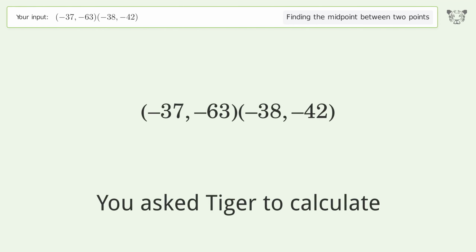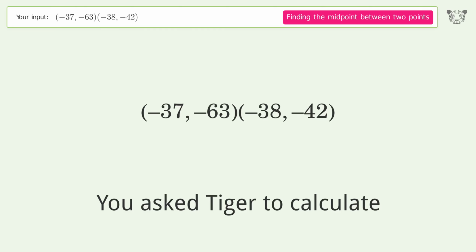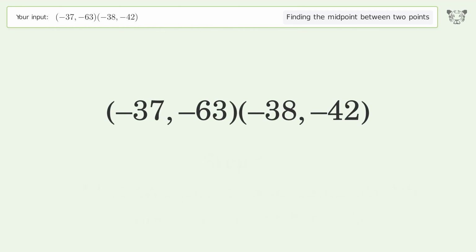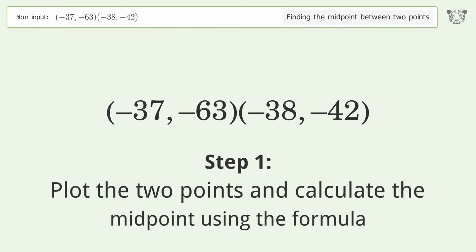You ask Tiger to calculate. This deals with finding the midpoint between 2 points. The midpoint between the 2 points is -37.5, -52.5. Let's solve it step by step. Plot the 2 points and calculate the midpoint using the formula.